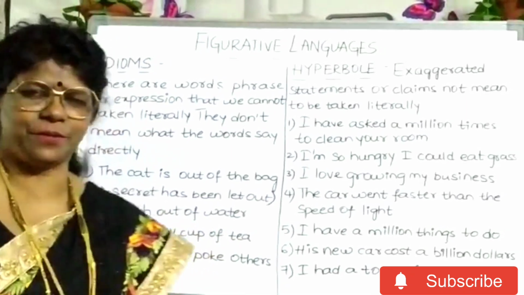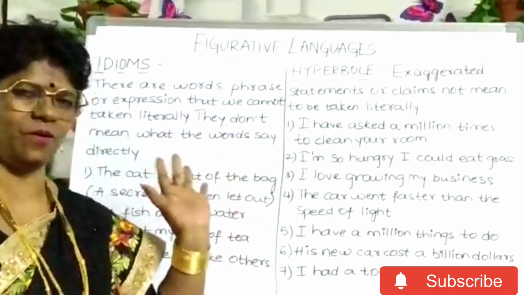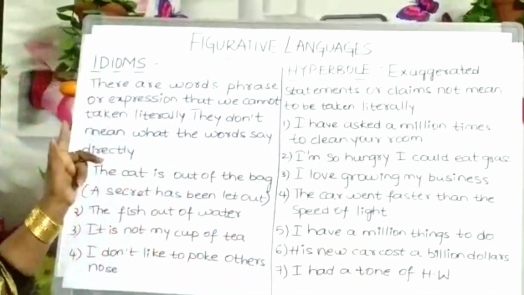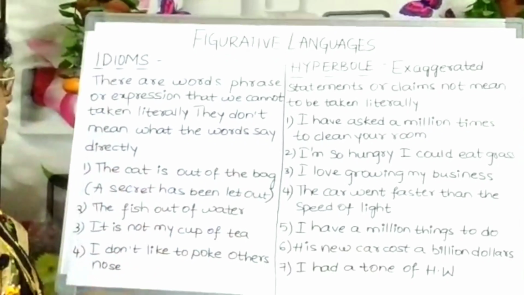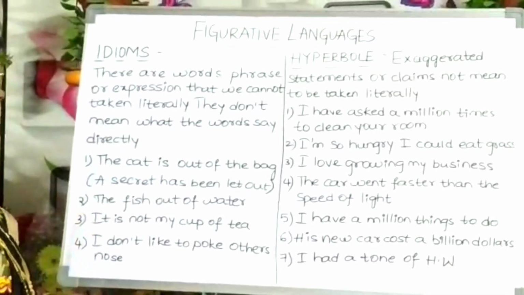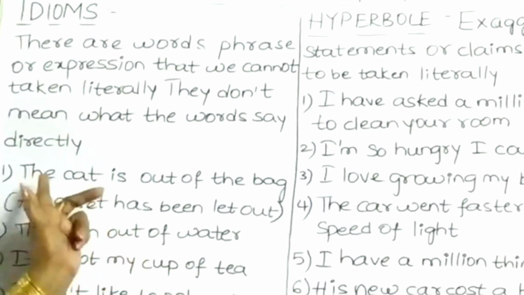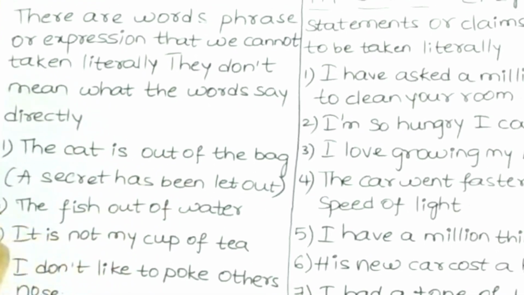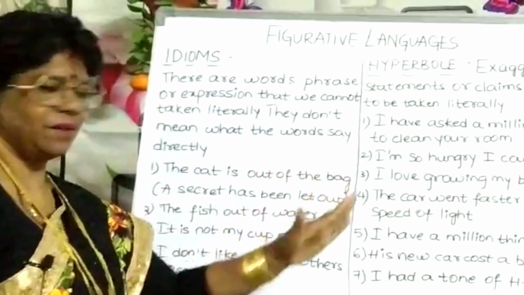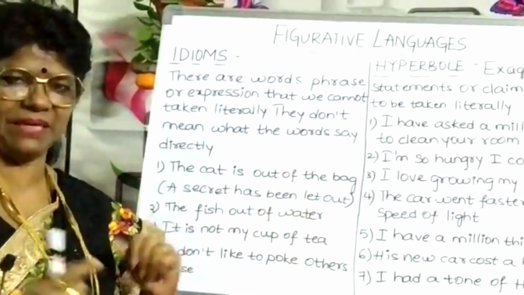Next one. Simile I told you, metaphor I told you, personification I told you, because these are all common. So let us go a little deeper. Idioms. These are words, phrases or expressions that we cannot take literally, and they don't mean what the words say directly. For example, the cat is out of the bag. If we take only the cat, no meaning. Out of the bag, no meaning. But altogether the sentence means some secret has been let out.